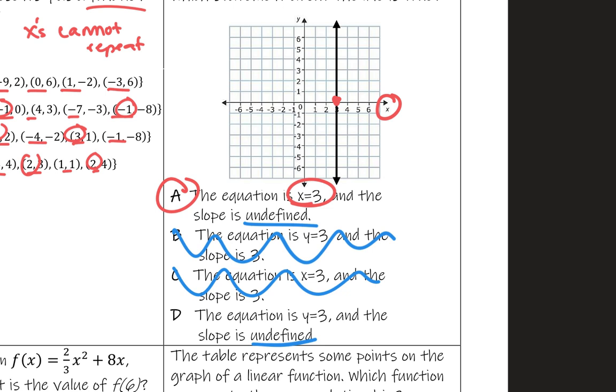So if you want to make a note real quick, again, this is your study guide. Your undefined line goes up and down. Your 0 line goes side to side. Okay? Just remember your difference.